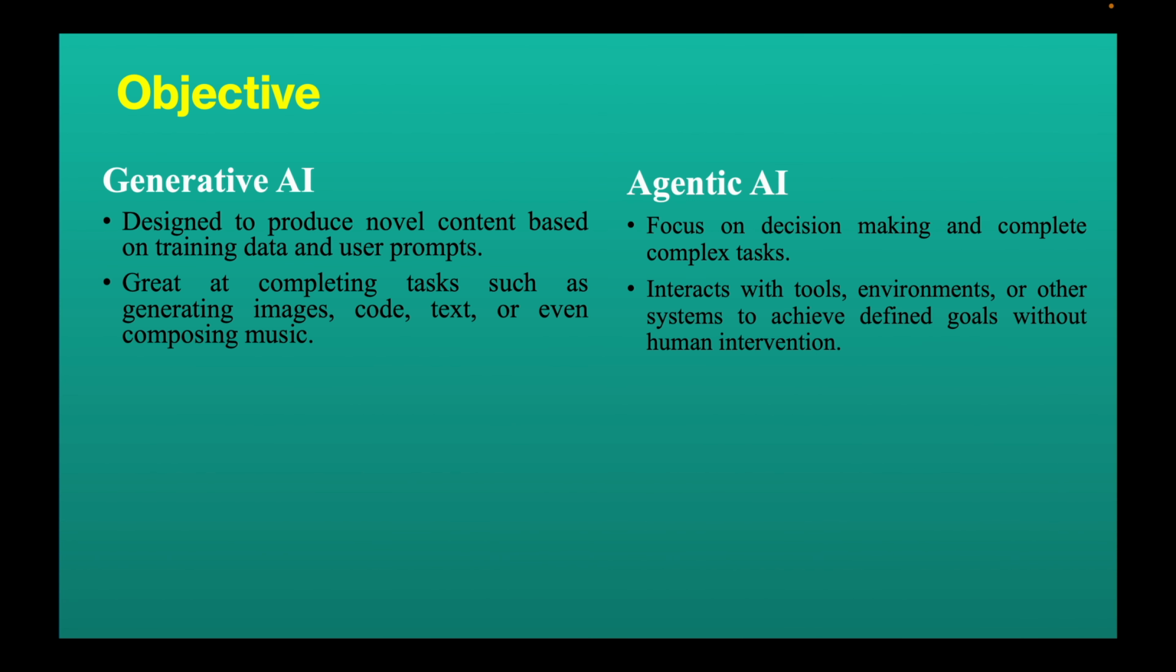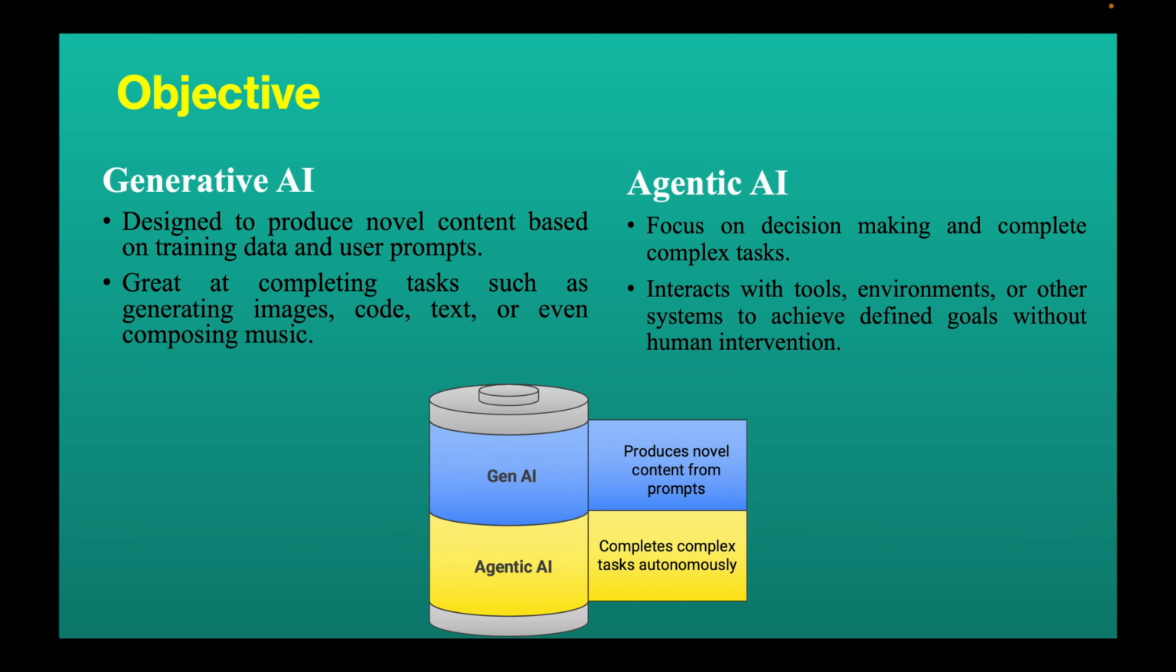The difference between generative AI and agentic AI in terms of objective is: generative AI is designed to produce novel content based on training data and user prompts. It is great at completing tasks such as generating images, code, text, or even composing music. Whereas the objective of an agentic AI is to focus on decision making and complete complex tasks. It has to interact with tools, environments, or other systems to achieve predefined goals without human intervention.